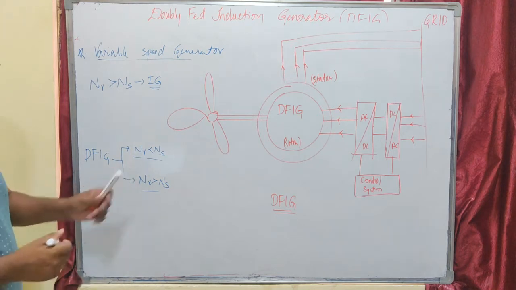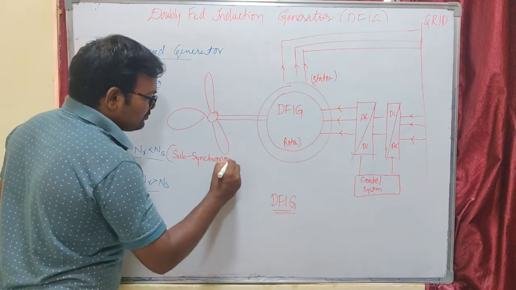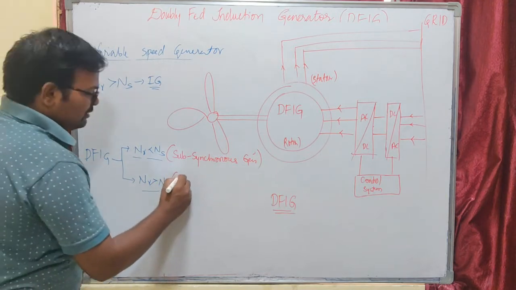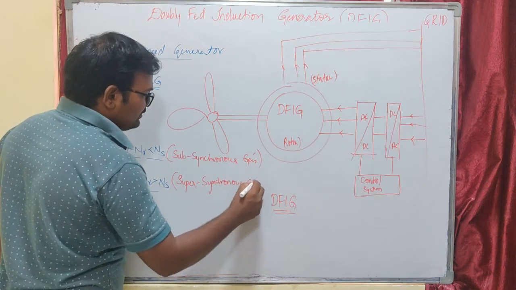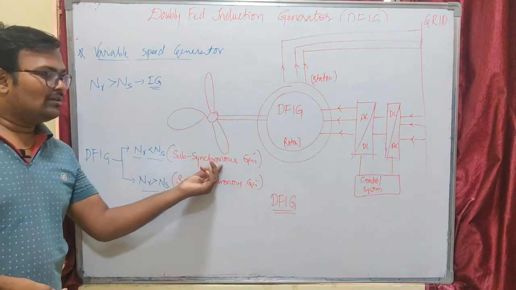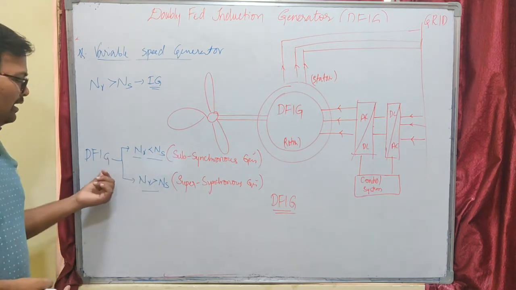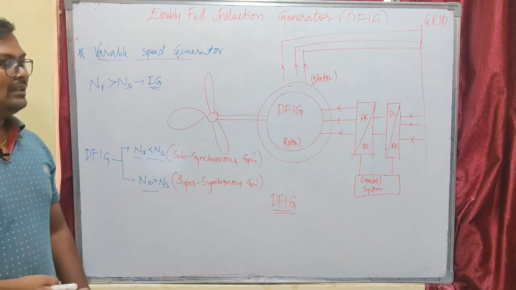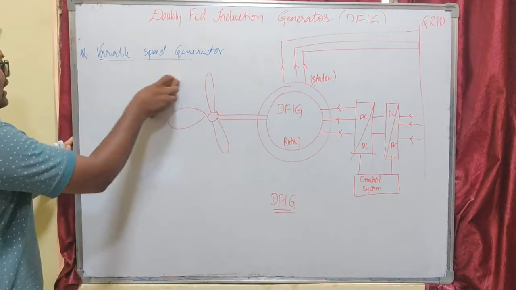When the rotor speed is less than synchronous speed, this mode of operation is called subsynchronous operation, or subsynchronous generation. Whenever the rotor speed is greater than synchronous speed, this operation is called super synchronous operation, or super synchronous generation. So in subsynchronous generation mode, our machine will generate electricity even when the rotor speed is less than synchronous speed. If the rotor speed is greater than synchronous speed, that mode is called super synchronous generation. So these are the two modes, and it is a variable speed generator.